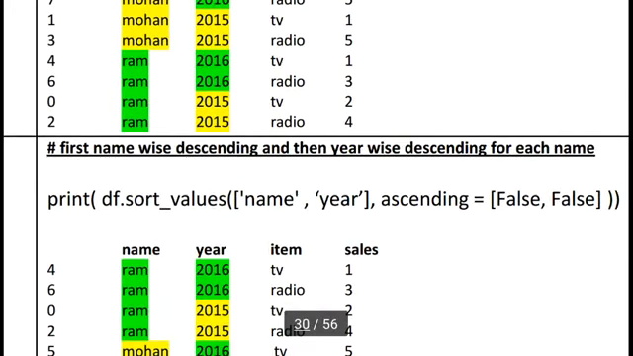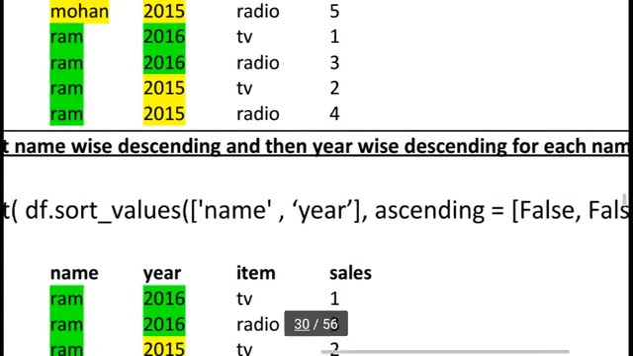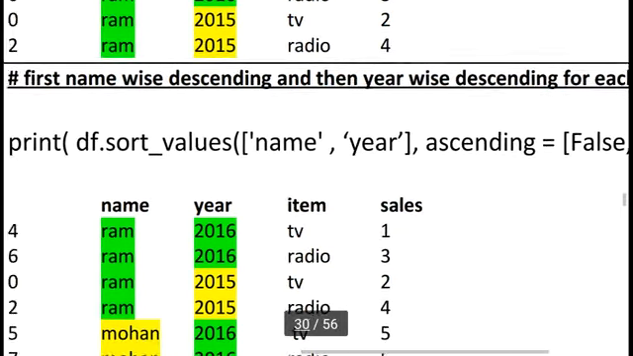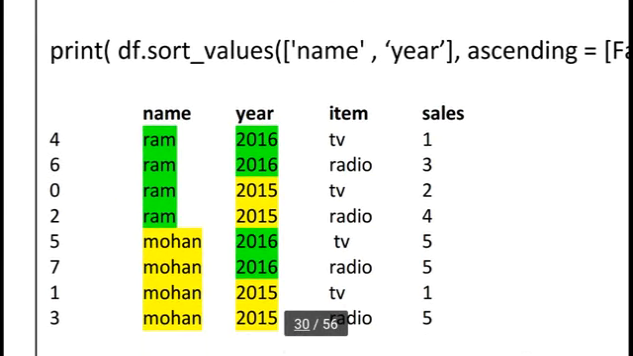I want descending, first name-wise descending and then for each name, year-wise descending. So here I am writing name, comma year, and ascending is equal to false. So the first false is related to name and comma again false. The second false is related to year. So first name-wise descending order, Ram and Mohan, and for each Ram you can see all the years will be in descending order, 2016 and 15. 2016 and 15 for Ram.